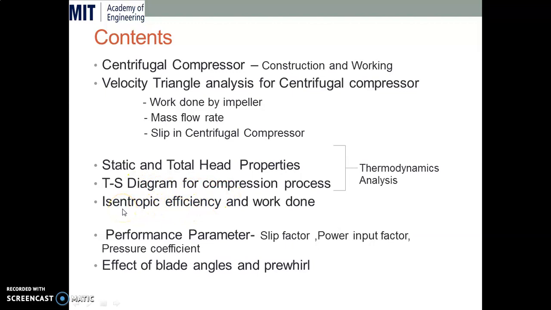Then we are going to calculate the isentropic efficiency and isentropic work done by using this TS diagram and basic thermodynamic definitions. Okay, so we'll try to cover the thermodynamic analysis. Then we are going to have some performance parameters, which are again important and different from the previous units. Up to the last unit, which covered hydraulic machines, we were not dealing with these performance parameters, but now we are dealing with air turbo machines. So we need to calculate the slip factor, the power input factor, and the pressure coefficient, and discuss the relation among these parameters.